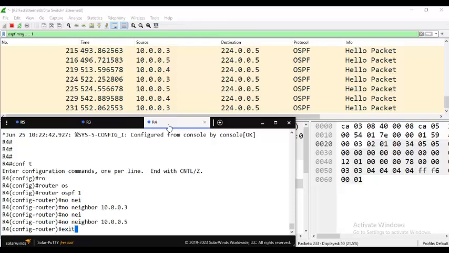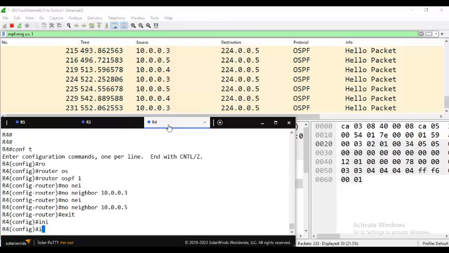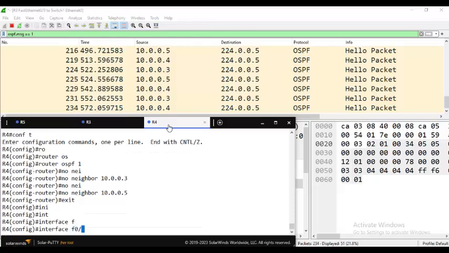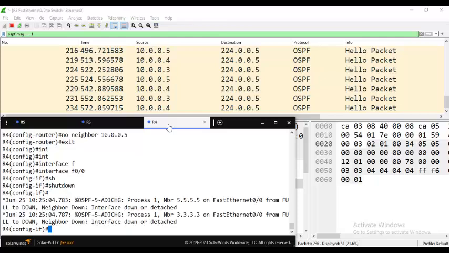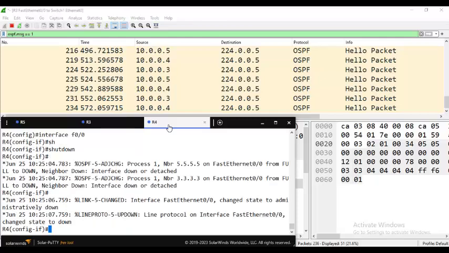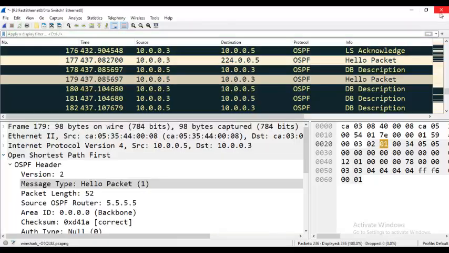I'm going to open Wireshark freshly. I'll stop this and start a fresh capture. Done. Now I'm unshutting all the interfaces. We should see only multicast hellos.